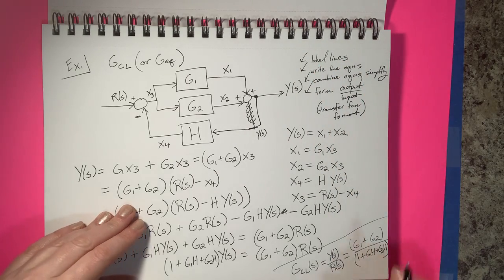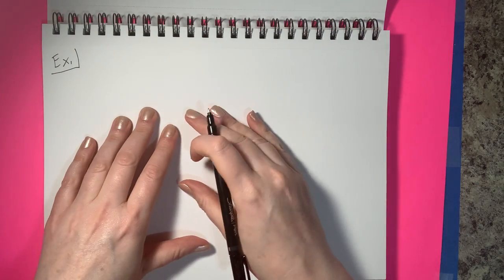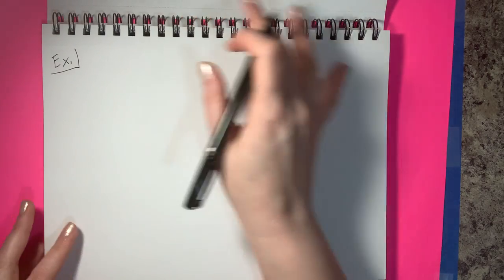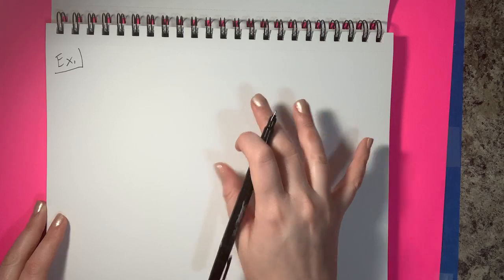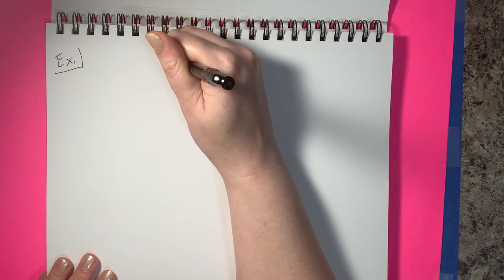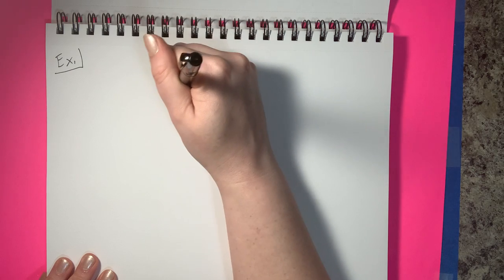So that's one example. Let's do another example. We've already taken care of the trivial ones, such as just a series connection or just a parallel connection in the prior lecture. So we'll stay away from really simple cases like that. All right, so let's do just one more example here.